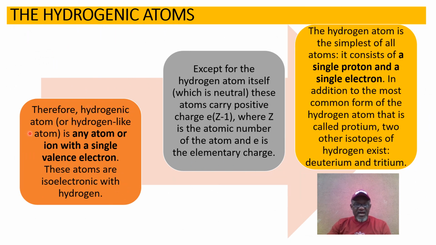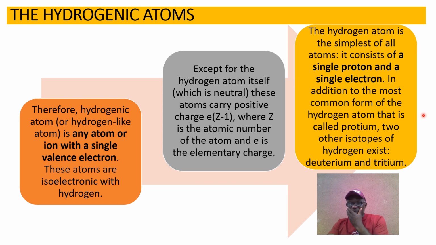Therefore, a hydrogenic atom or hydrogen-like atom is any atom or ion with a single valence electron. These atoms are isoelectronic with hydrogen. Except for the hydrogen atom itself, which is neutral, these atoms carry positive charge (Z minus 1)e, where Z is the atomic number of the atom and e is the elementary charge.